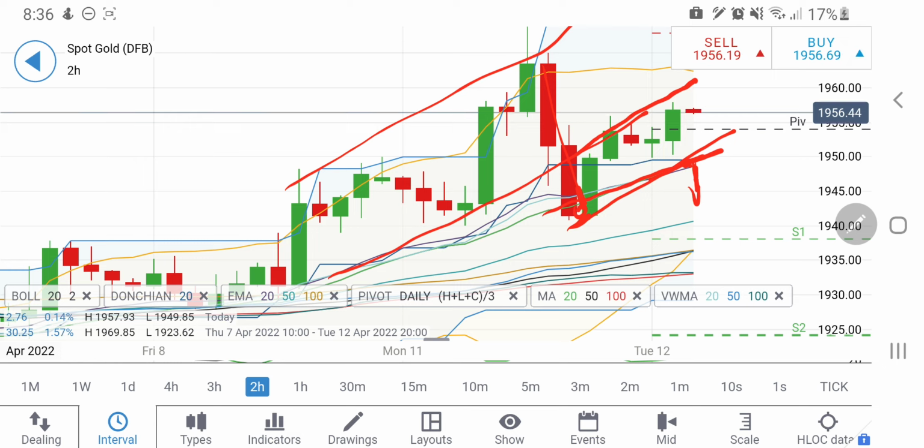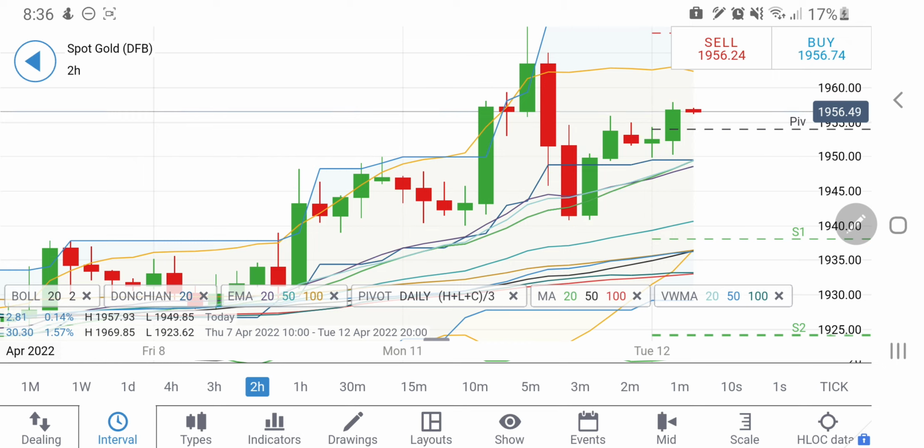So now for the day, 1950 is the level I will be watchful of. Only if it breaks 1950, I will recommend you to go short for 1940, 1935 levels, and once it trades above 1960, yes, you can go long. Then the target is towards 1965, 1971, then 1978, 1991 and 2000 can also be achieved.